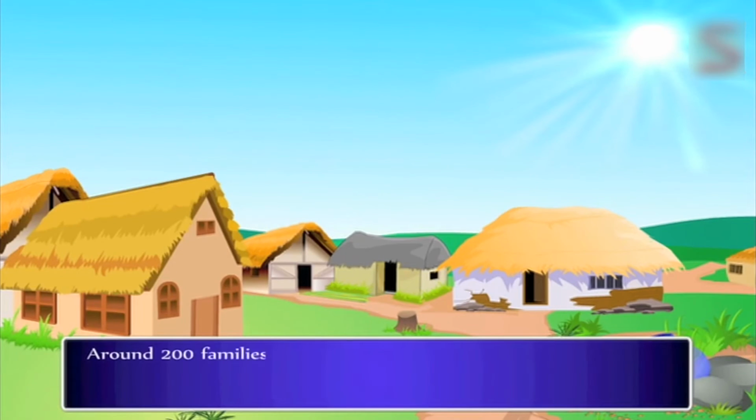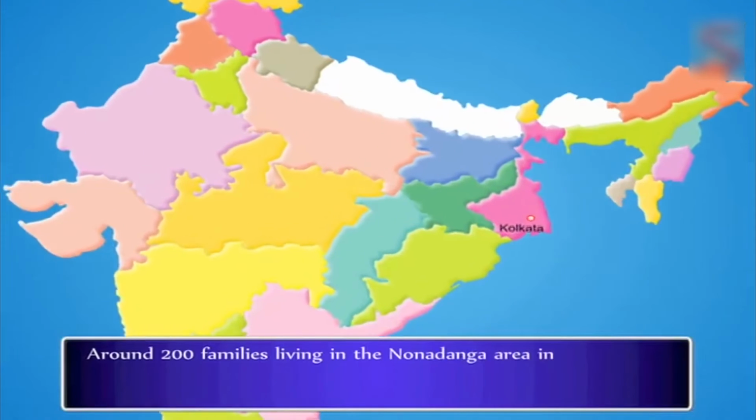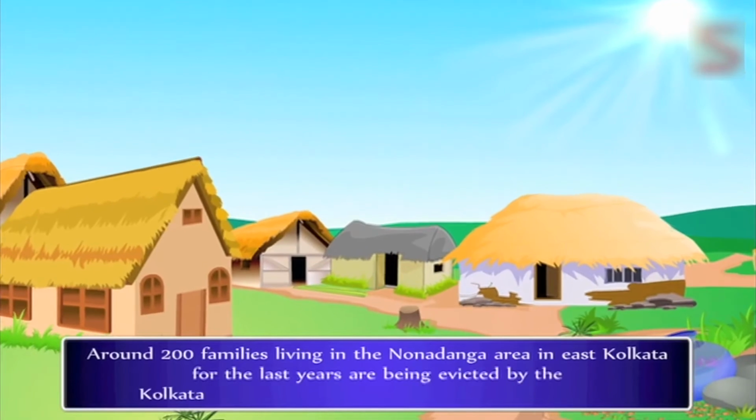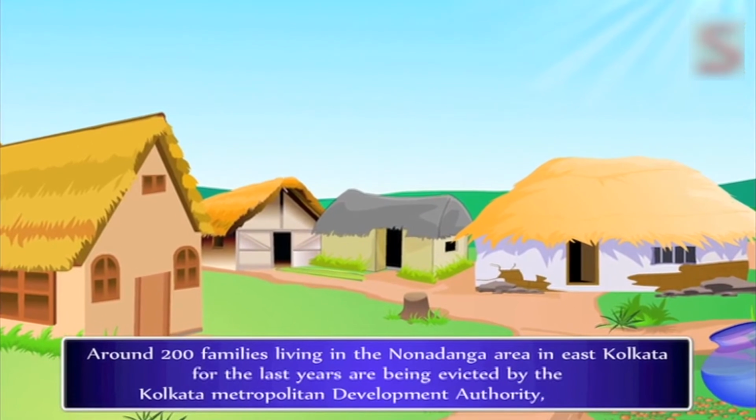Around 200 families living in the Nonadanga area in East Kolkata for the last several years are being evicted by the Kolkata Metropolitan Development Authority, KMDA. In March, the slum in which they were living was shattered amidst heavy police presence, and some huts were set on fire. In addition, the constant thunderstorms in the last few days have left these people sleepless and made the people homeless. Another significant effect of this is on rainfall.